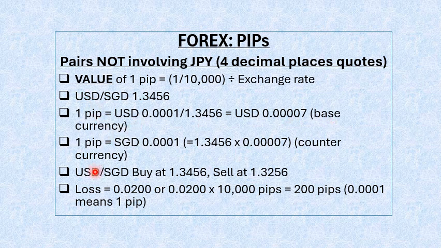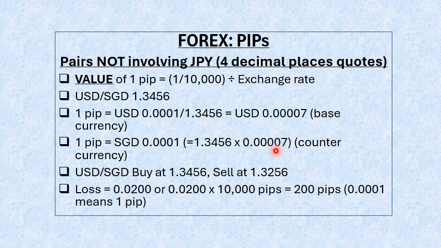If you multiply this value with the exchange rate, you will get the value of the pip in terms of the counter currency, that is Singapore dollars in this case. That is 1 pip is equal to Singapore dollar 0.0001, which is equal to 1.3456 into 0.00007.